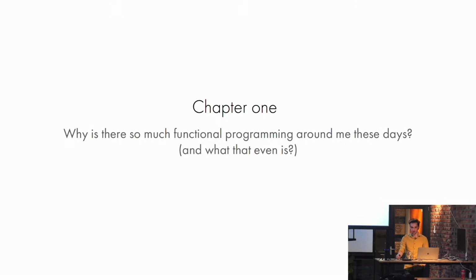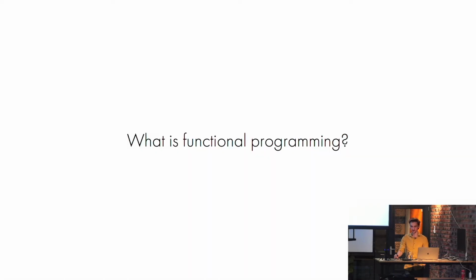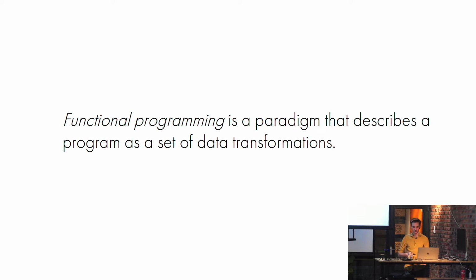So yeah, chapter 1 is about why there is so much functional programming around us, in code everywhere, and what that even is. There are a lot of definitions of what functional programming is. You can go to Wikipedia and find some. I love these definitions from the internet. They're usually short, loud, and explain nothing. So I think it's a good tradition. I would give another one.